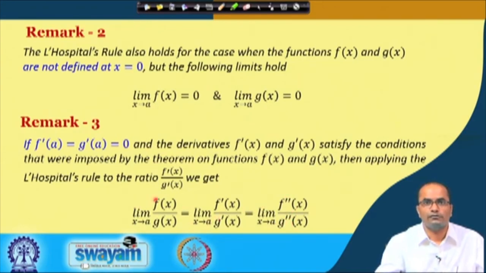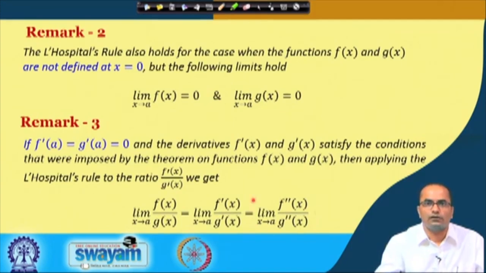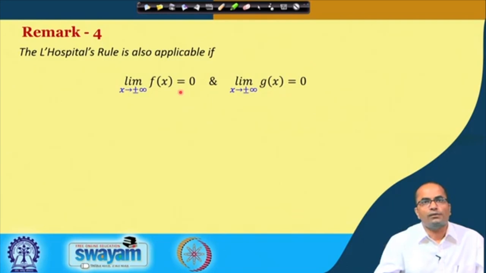So, this is a more generalized form: this limit of f over g can be evaluated by the limit of the ratio of f prime over g prime, but if these two, f prime and g prime, become 0 as x goes to a, then we can again apply the L'Hopital rule. So, the same limit will be equal to the limit of the second derivative of f divided by the second derivative of g as x goes to a. We can continue this further if, for example, the double derivative of f also vanishes at x equal to a, and the double derivative of g also vanishes at x equal to a. So, we can further apply this L'Hopital rule to get the limit of the double derivative of f divided by the double derivative of g. So, L'Hopital rule is also applicable.